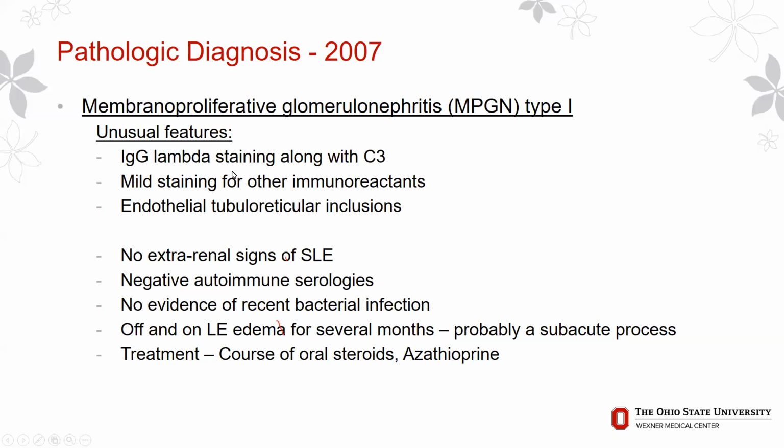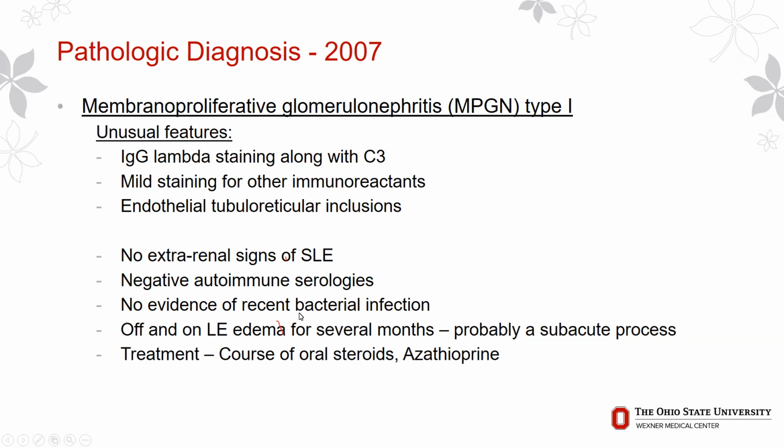Some of the unusual features, though, were the bright IgG lambda staining along with C3 and mild staining for other immunoreactants, and then the TRIs, endothelial tubular-reticular inclusions. She's a young female, so the possibility of lupus did come up. However, she did not have any extrarenal signs of lupus, no autoimmune serology. They were all negative, ANA, double-strand DNA, etc.